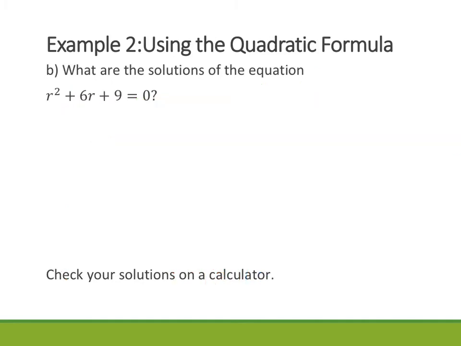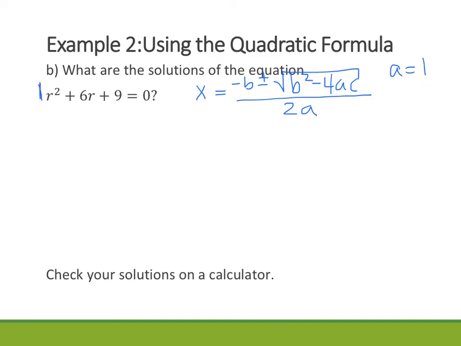What are the solutions of the equation r squared plus 6r plus 9? So again, I'm going to write the formula. And the formula is x equals negative b plus or minus the square root of b squared minus 4ac, all of that over 2a. I'm going to designate my values of a, b, and c. So a is equal to 1, because there's a 1 right there. B is equal to 6. C is equal to 9.